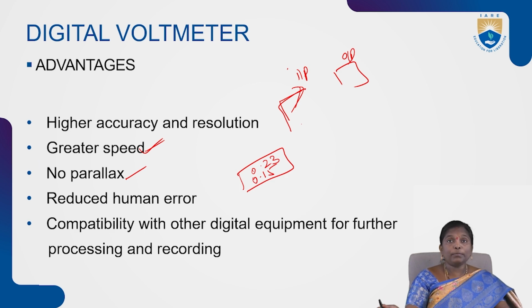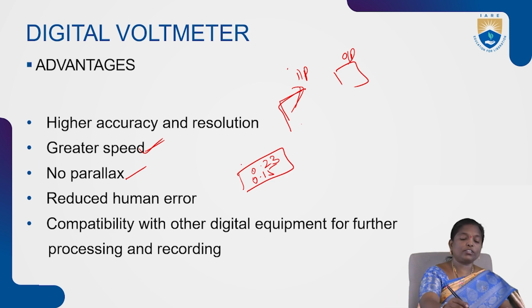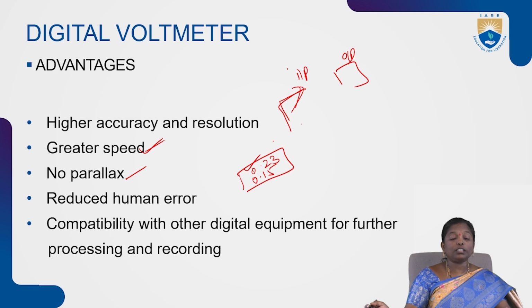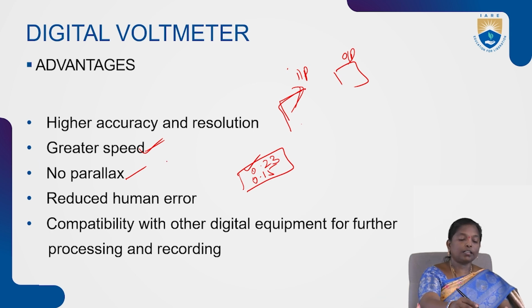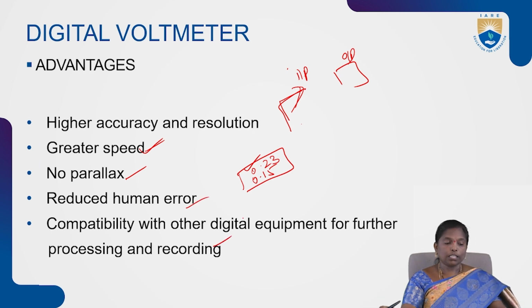Direct measurement of readings is available, so there is no possibility of human error, and it is more compatible to connect to other devices for further processing and for recording. All these are advantages of digital voltmeters.